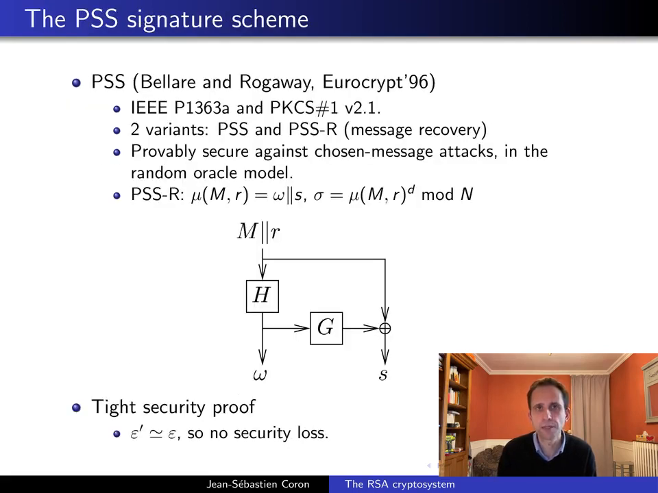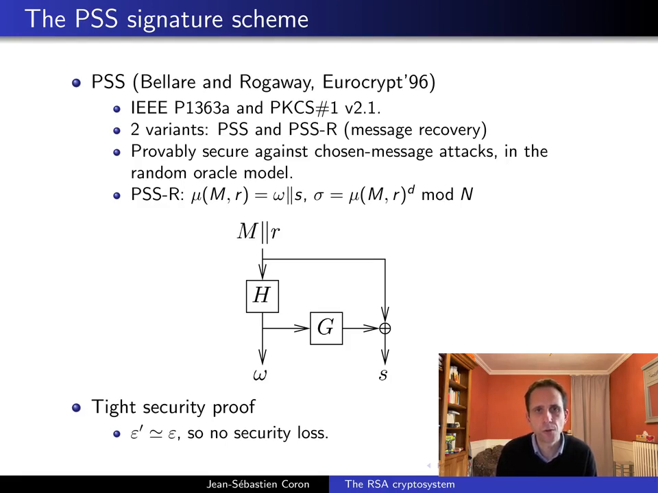So now I'm going to say a few words about the PSS signature scheme, which is the most widely used signature scheme based on RSA. It was designed also by Bellare and Rogaway at Eurocrypt 96. It appears in many standards. There are two variants, PSS and PSS-R with message recovery. This means that we recover the message when we verify the signature, so we don't have to transmit the message separately. And as with full domain hash, it is provably secure against chosen message attacks in the random oracle model. So now let me describe PSS with message recovery.